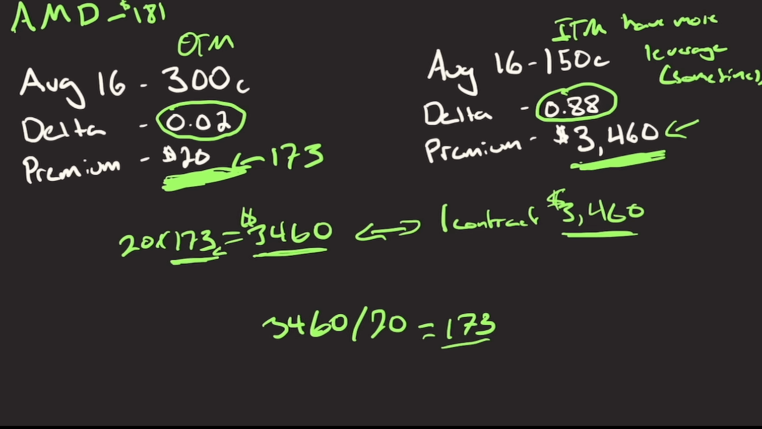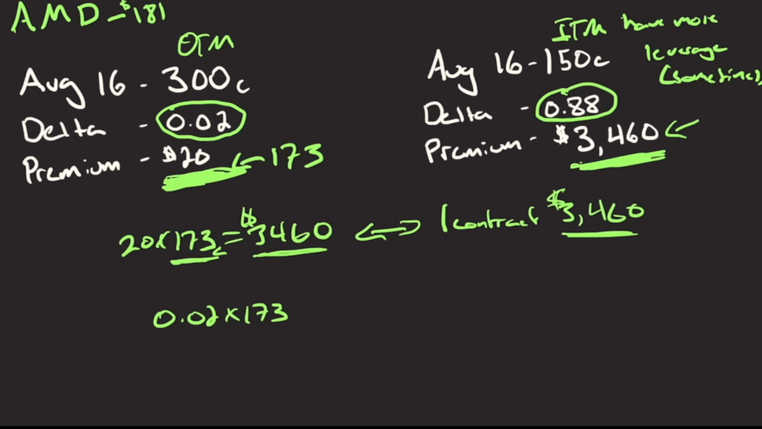Now, since we've increased the amount of contracts we have to multiply delta by that. So we'll do 0.02 times 173, which gives us a delta of 3.46. Over here, we still carry down the same amount. Nothing's changed. We still have one contract, so the delta is still 0.88.